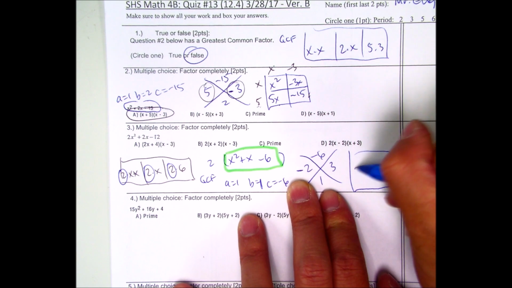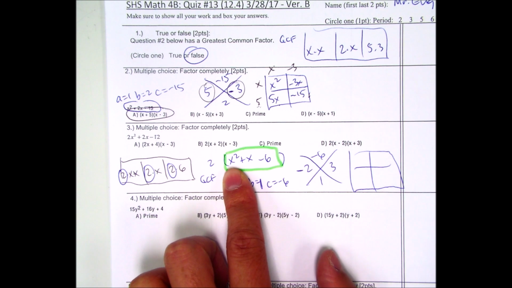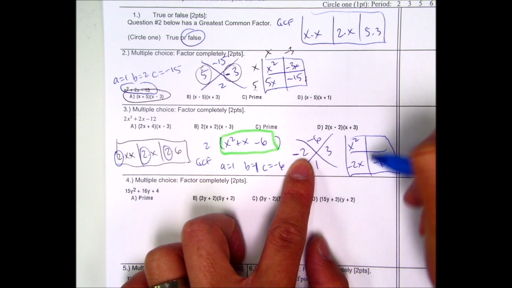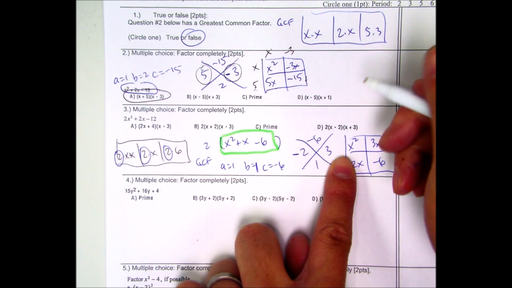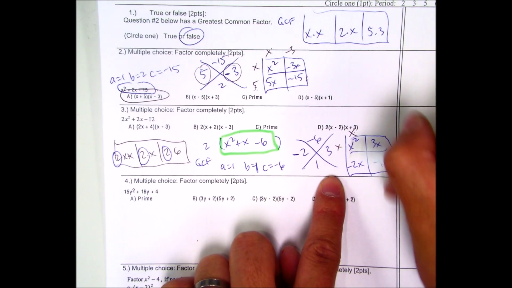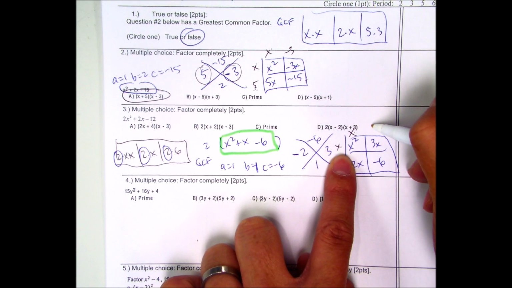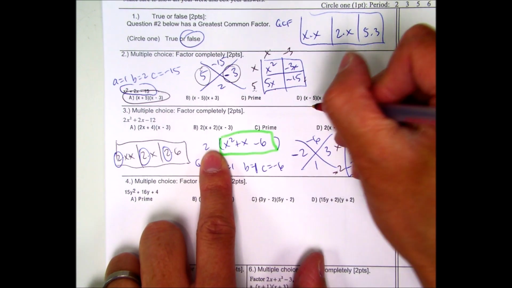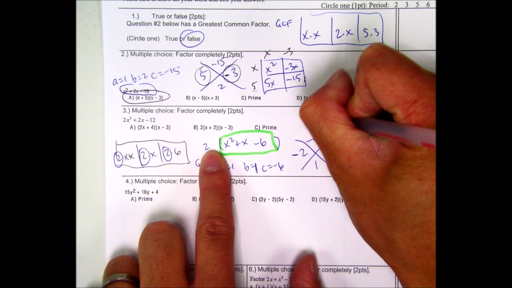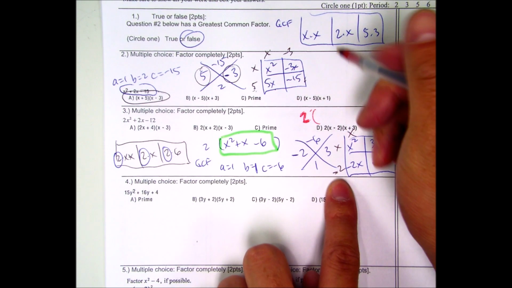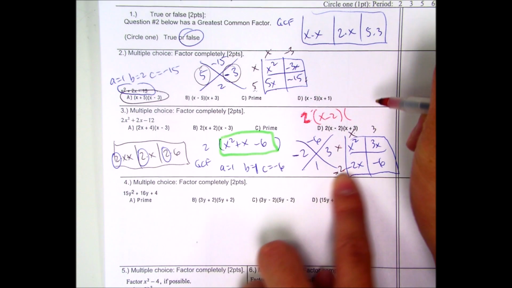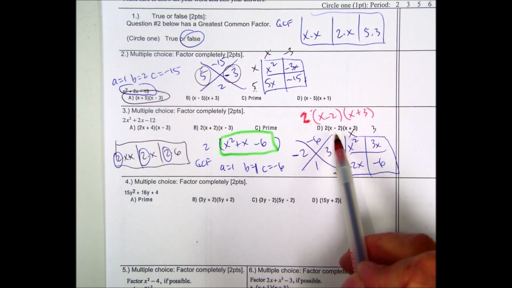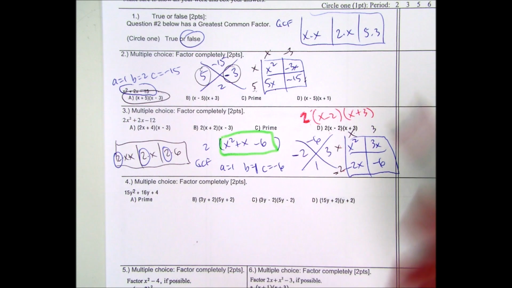Here you can put it into your box. Again, you're looking inside the parentheses there. X squared minus 6, negative 2x, and 3x. This will become x and x. This will be negative 2. This will be a positive 3. So when you're writing out your whole answer, your answer is going to be 2, because you have to have your GCF, times x minus 2, x plus 3. And if I look for those, x minus 2, x plus 3, that would be choice D.